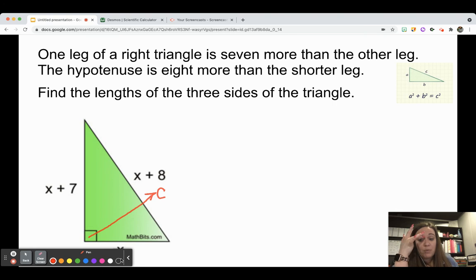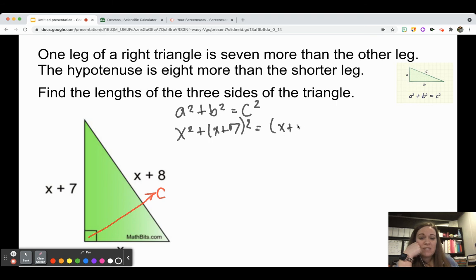Okay, so now let's put this into the Pythagorean theorem, which is, like I have up there in the corner, a squared plus b squared is equal to c squared. Okay, so let's just go ahead and call a x, so x squared plus x plus 7 squared, and then we have x plus 8 squared. Okay, buckle those seat belts because this one could get a little tricky.